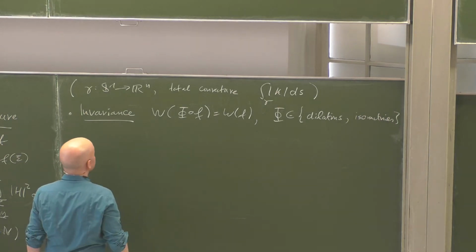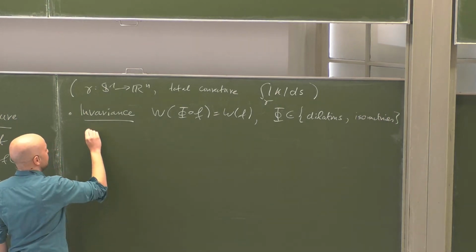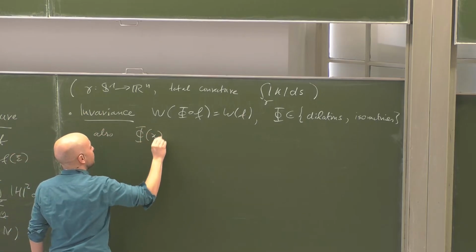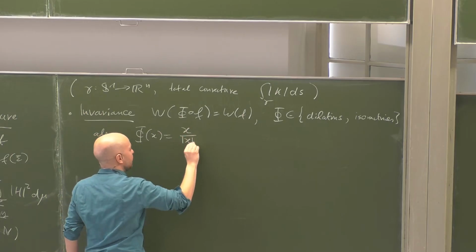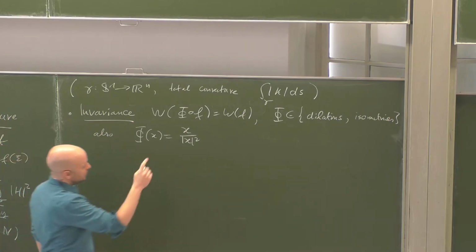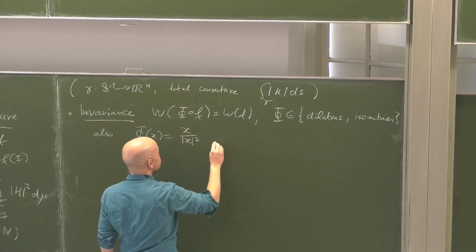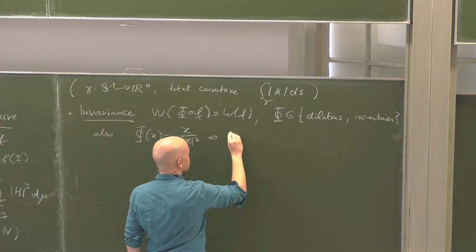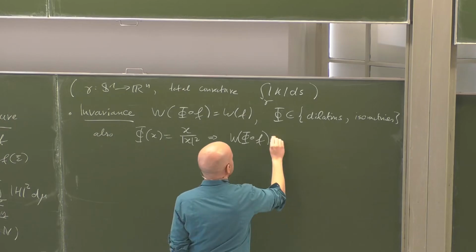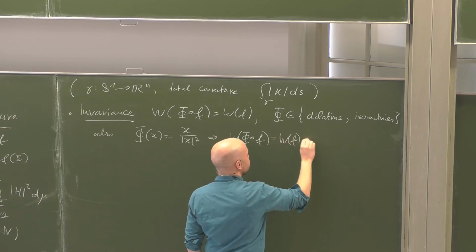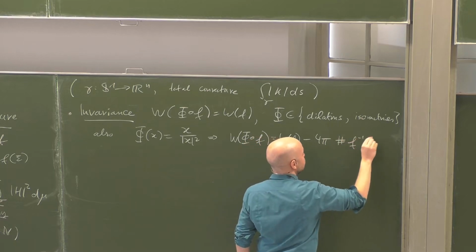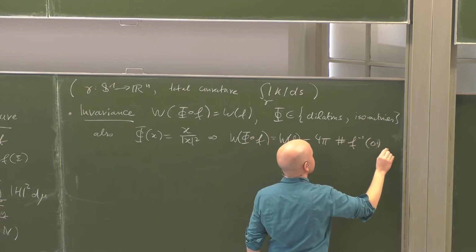But what is really the striking point here is that we may also take a particular map, which is the inversion in a sphere of radius 1. We don't quite get the full invariance here, but then we get that the Willmore energy of the inverted surface is the Willmore energy of the original minus 4 pi times the multiplicity of f at the origin. Okay.